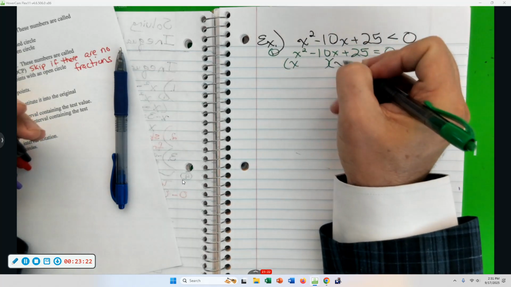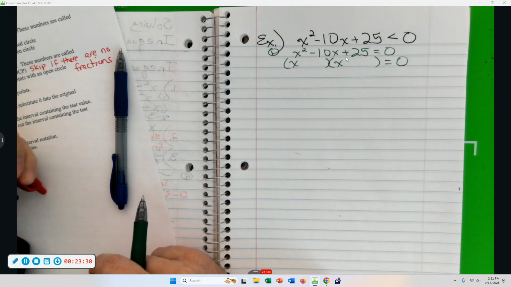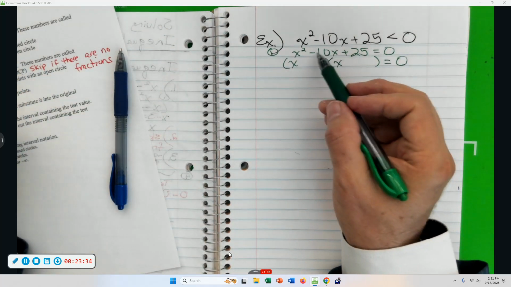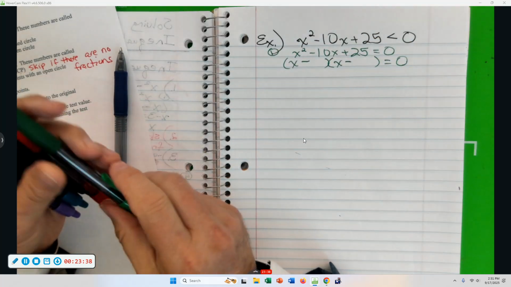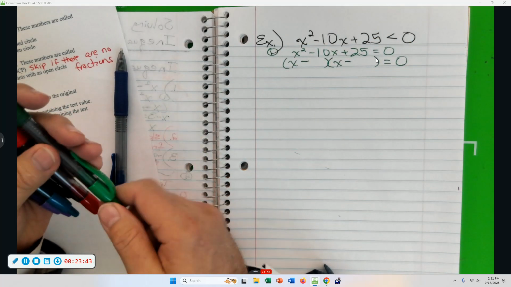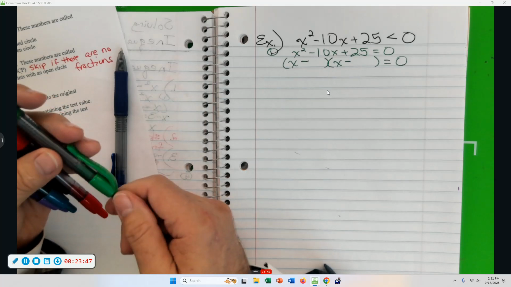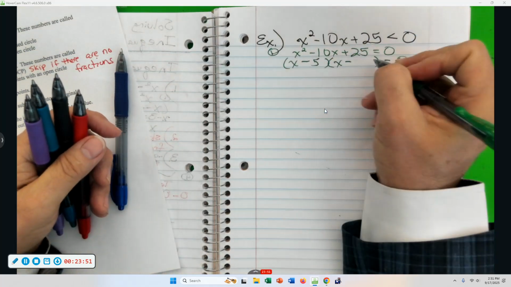It's another simple trinomial, so I'll write down my 2 sets of parentheses. X times x gives me the x squared. What do I know about the signs? They're both going to be negative. The second sign's a plus. You have 2 of the first signs. What times what gives 25? It's either 1 times 25 or 5 times 5. Which one's going to do it? 5 times 5, I agree.